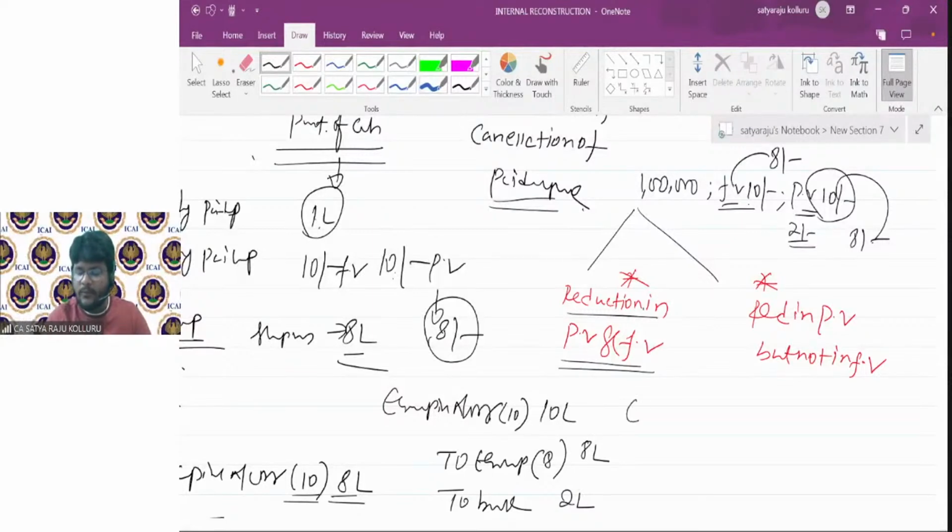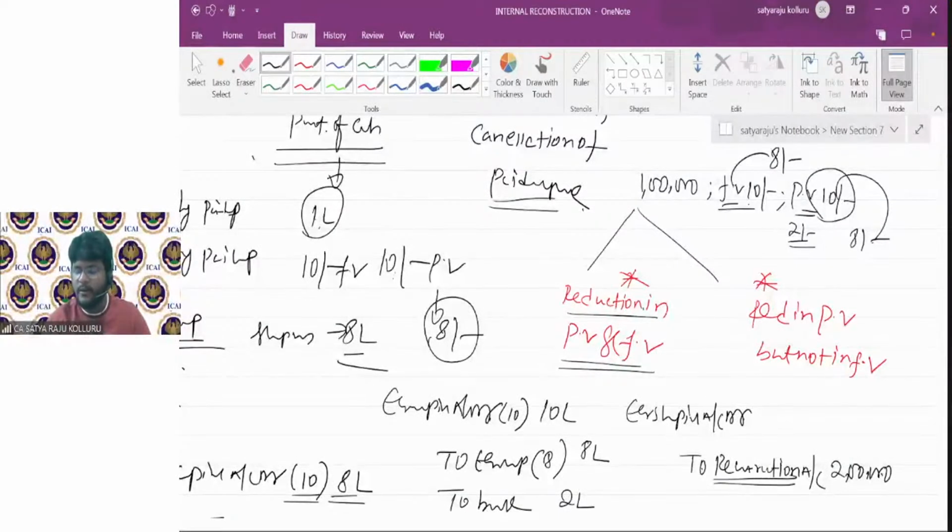Now the accounting treatment is equity share capital account debit to reconstruction account. How much, guys? Can you please tell me, all of you, how much amount? 1 lakh into 2 rupees, which is 2 lakhs. So what is this reconstruction, sir?